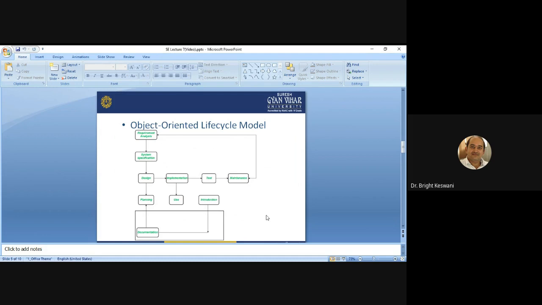First is object identification. You have to identify system objects and their characteristics and events. This model suggests three things: object identification, object organization, and object interfaces. First, you identify the objects and their characteristics and events. Secondly, you organize them and establish the part-of relationship. And third, you ensure how objects interact with other objects.